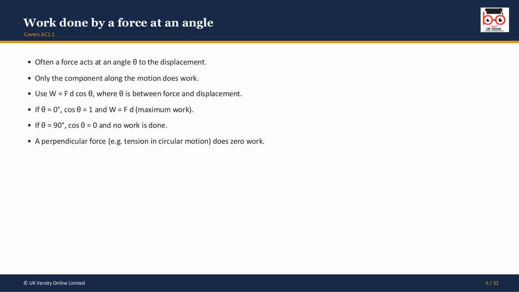Very often, though, a force doesn't line up neatly with the motion. Picture pulling something with a rope held at an angle, call that angle theta. Only the part of the force along the direction of travel actually does work, so we use work equals force times distance times the cosine of theta. If theta is 0 degrees, the cosine is 1, and you get the maximum work, force times distance. But if theta is 90 degrees, the cosine is 0, and no work is done at all, which is exactly why a perpendicular force, like the tension in circular motion, does no work.